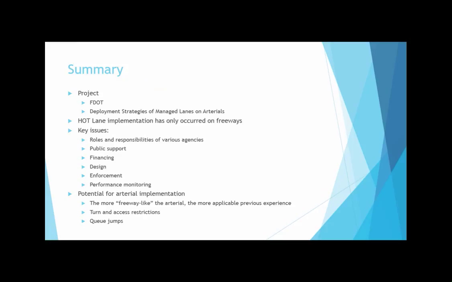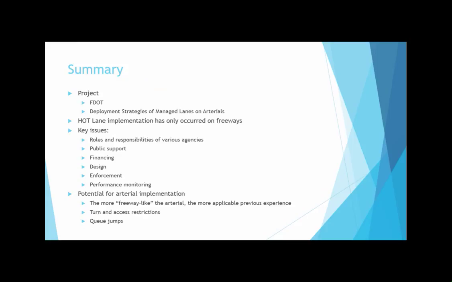So to summarize, the project I worked on was commissioned by the Florida Department of Transportation and concerned strategies of managed lanes on arterials. But to date, the high occupancy toll lane implementation has occurred only on freeways and highways. Key issues with high occupancy toll lanes are the roles and responsibilities of various agencies, including, for example, municipal planning organizations or state departments of transportation, public support, financing, design, enforcement, and performance monitoring. And then the potential for arterial implementation of HOT projects.